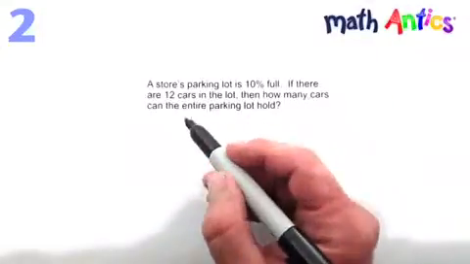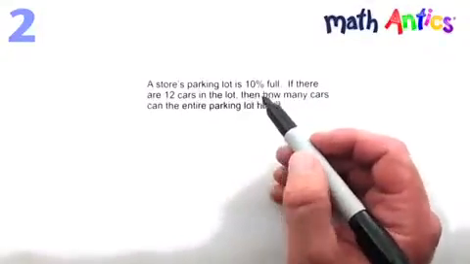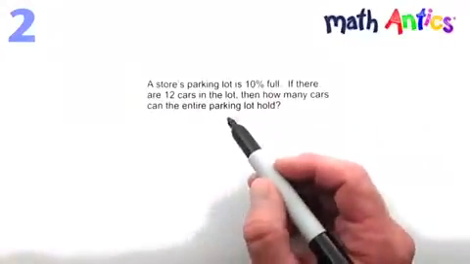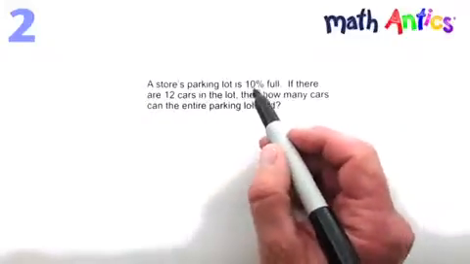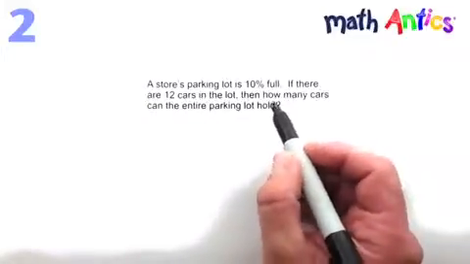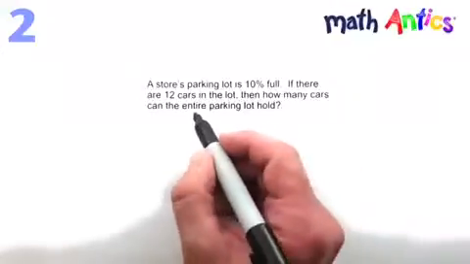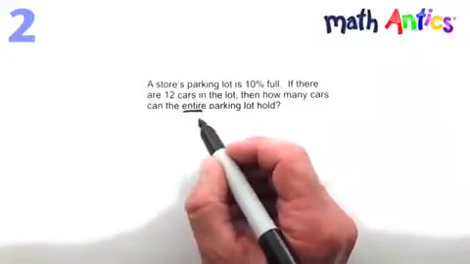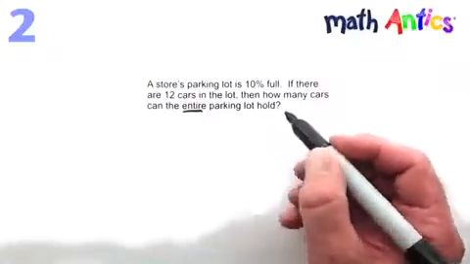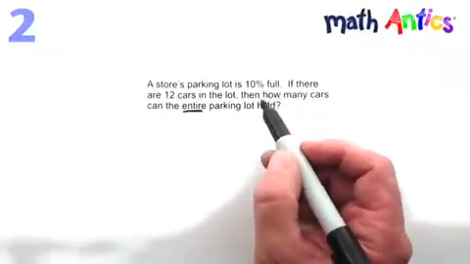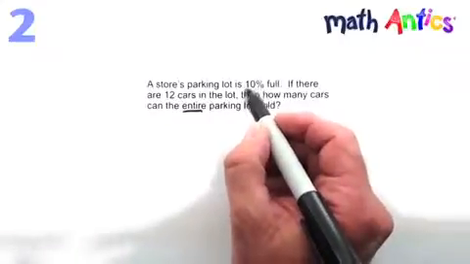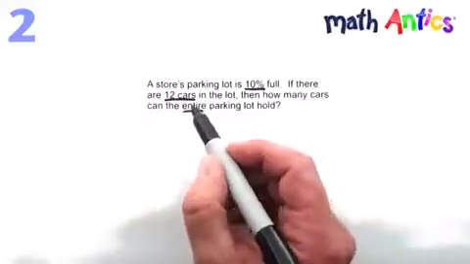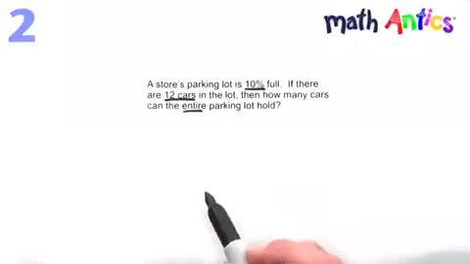Okay, our next problem says a store's parking lot is 10% full. If there are 12 cars in the lot, then how many cars can the entire parking lot hold? So we have a percent problem, and we can tell by the question here how many cars can the entire parking lot hold. Entire is a keyword that is asking us for the total. So it's a missing total problem, and we can also tell that by the things that we do know. We know the percent, 10%, and we know that there are 12 cars in the lot and that the lot's not full, so that must be the part.